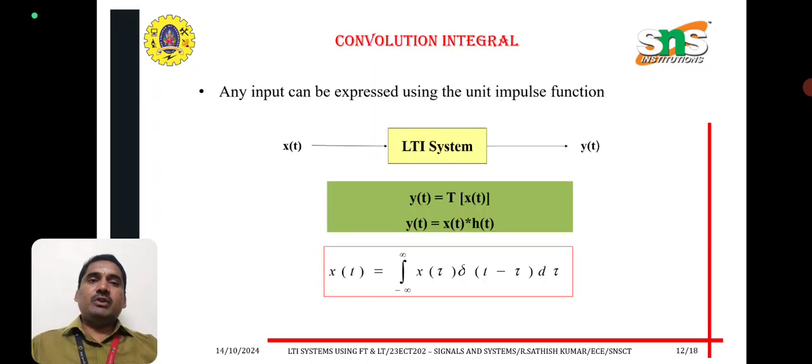Next one, any input can be represented by using the impulse function, which is nothing but the convolution integral. x of t can be applied to an LTI system, which can produce the output as y of t. y of t is equal to h of t convolved with x of t. Therefore, y of t is equal to x of t convolved with h of t.